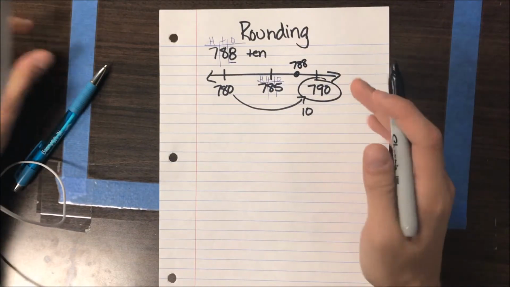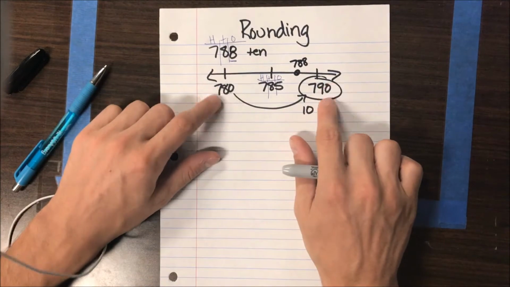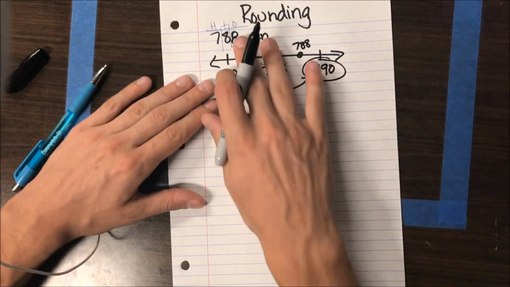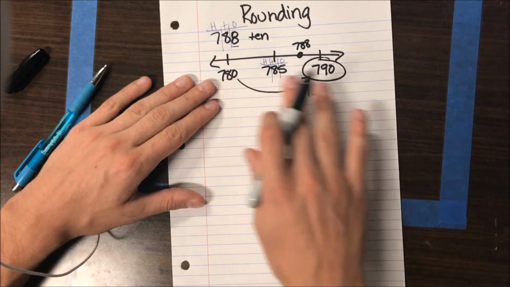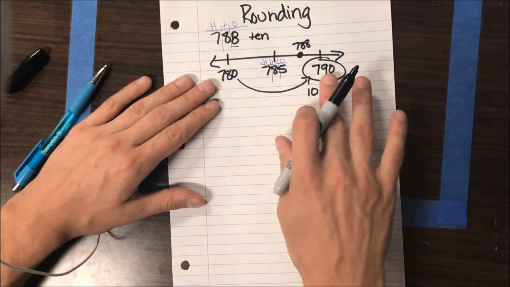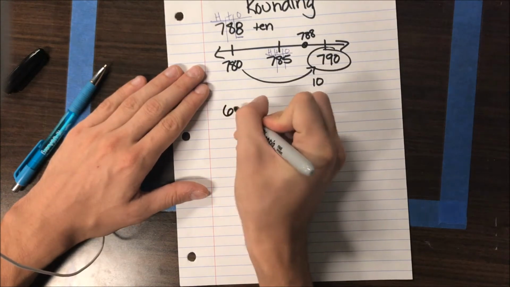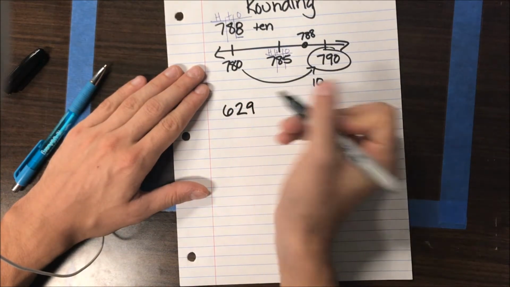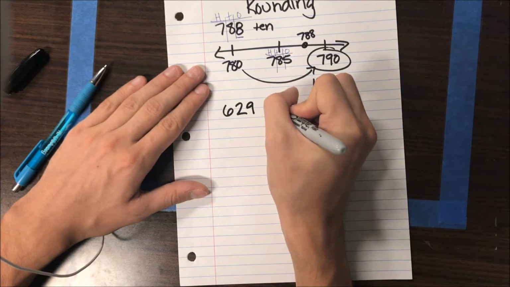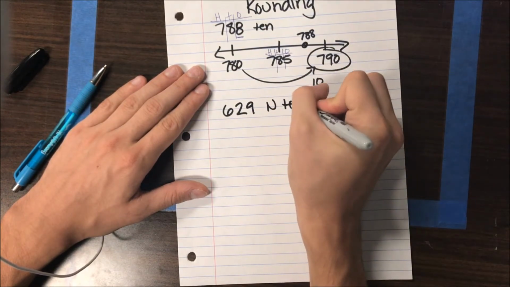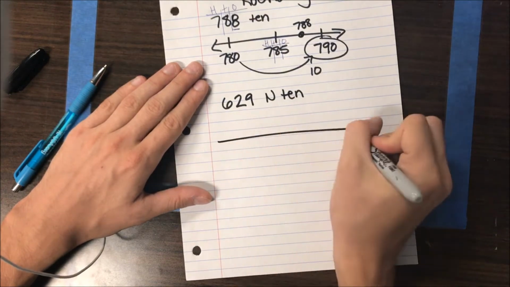And there are some struggles with it. Students really struggle with trying to find their benchmark numbers. So I'm going to do another one, and we're going to talk about some of the skills that we've talked about for finding these numbers. So let's say now we're going to do 629 to the nearest 10, and I'm going to draw my number line.